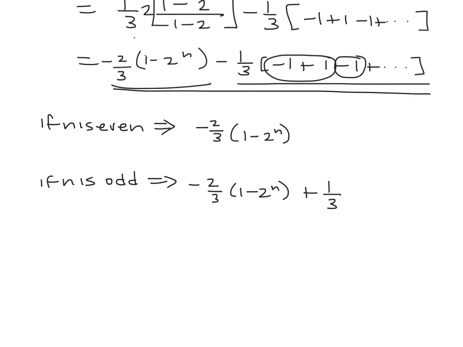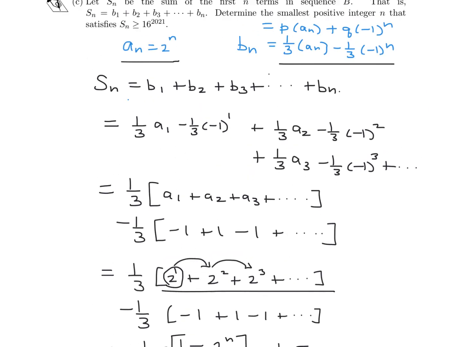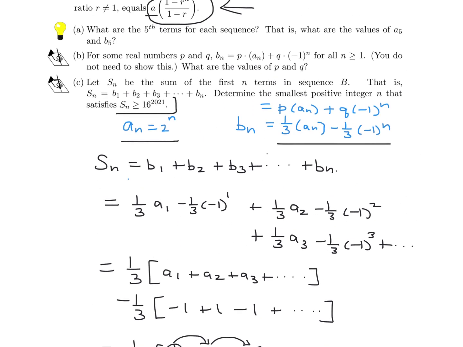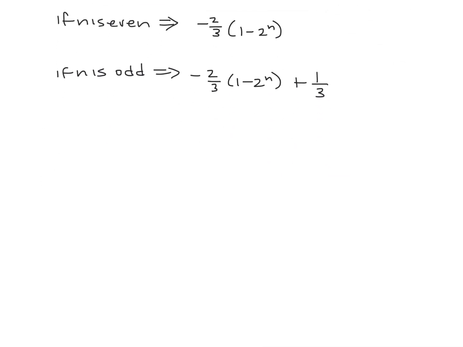Okay, so now where do we go from here? We got to go back to what they're asking. They're asking for this guy here. Sn has got to be greater than or equal to 16 to the power of 2021. Okay, not sure where they're getting that from, but they want Sn to be greater than 16 to the power of 2021.